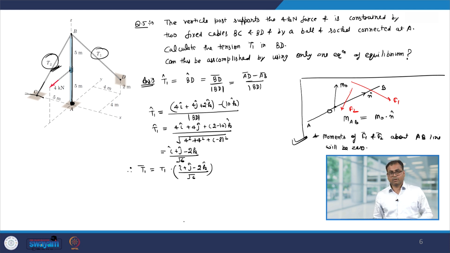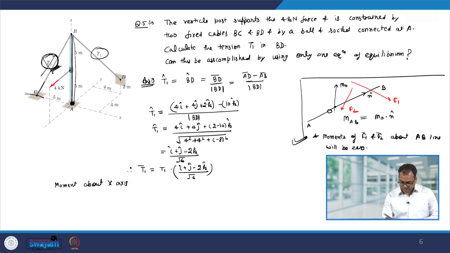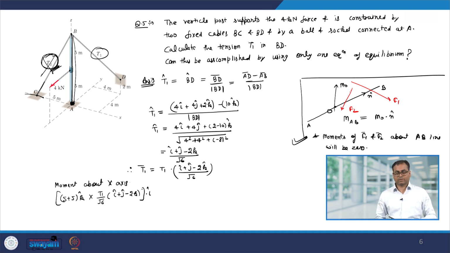Now, to find out the magnitude of T1, let us calculate the moment about the x axis. Now, note that this force T2 is passing through the x axis. Therefore, this force will not contribute to the moment. Now, for the x axis, what I will do is I will calculate the moment about A and then take the dot product with I. Okay. So, the moment of the force T1 will be its distance. So, this distance is 5 plus 5 K cap multiplied by the force T1 over square root 6 times I plus J minus 2K, and for the x axis let us take the dot product with I.